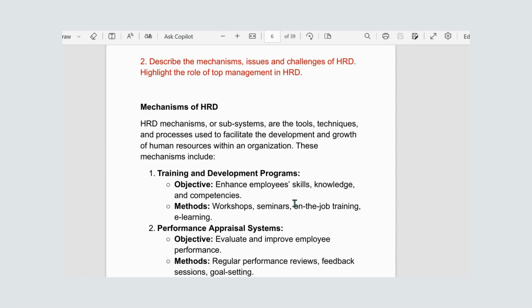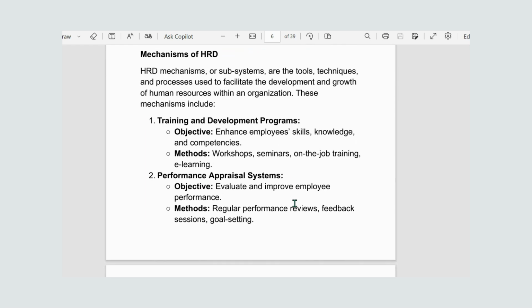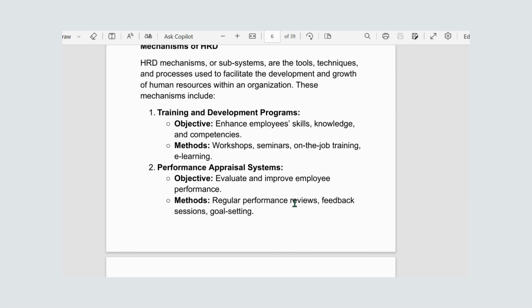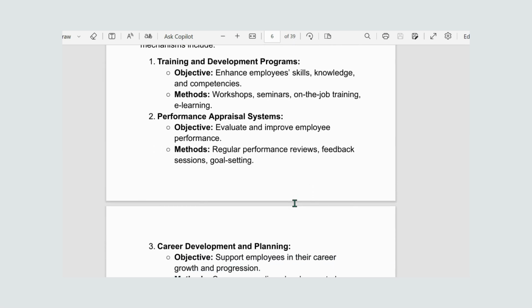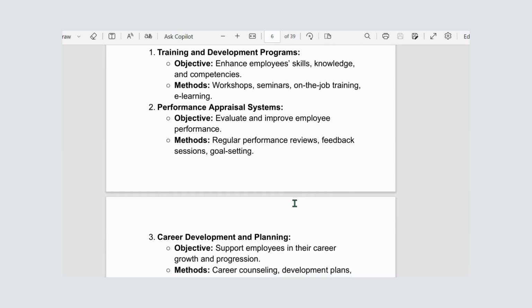So HRD mechanisms, or the subsystems, are the tools or techniques used to facilitate the development and growth of human resources within an organization. These mechanisms include training and development programs, to improve the skills and knowledge of employees through workshops, seminars, on-the-job training, and so on. Also, the performance appraisal system evaluates and improves employee performance. The methods we can use for this are feedback sessions, goal setting, or regular performance reviews.